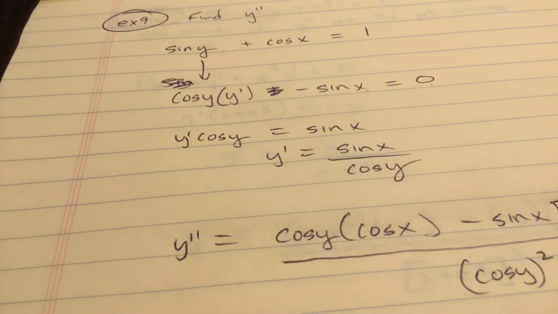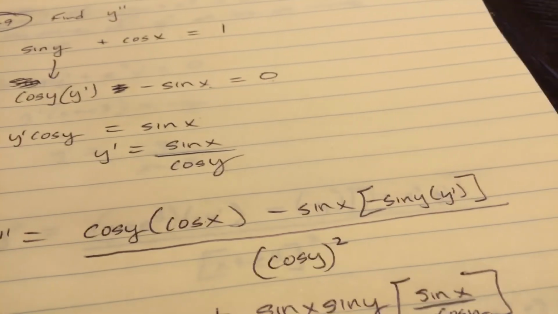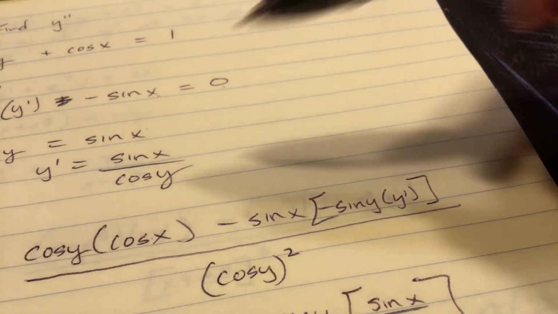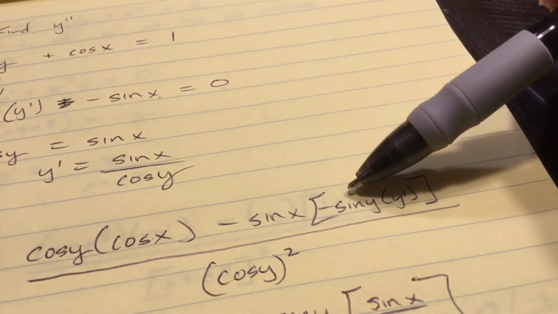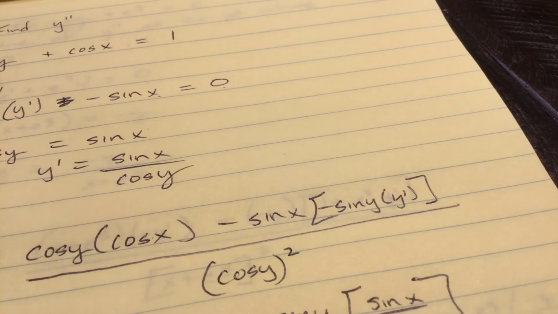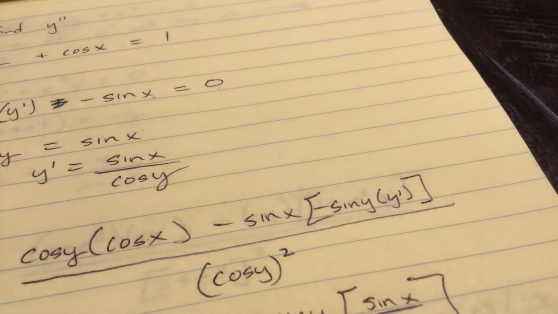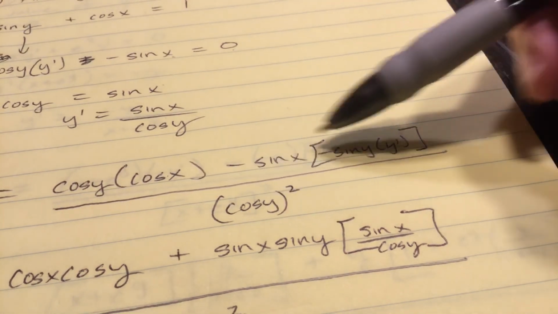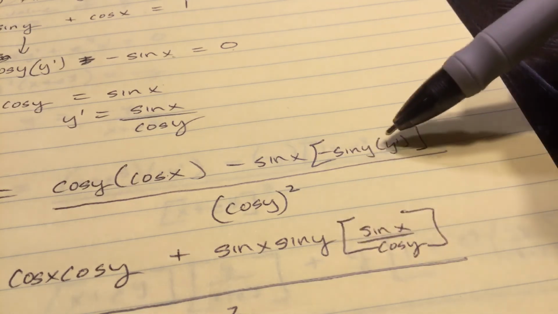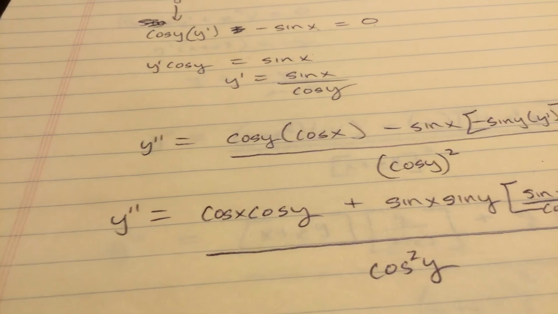We have the quotient rule. Low times derivative of high, which is cosine x, minus high d low. Derivative of cosine y would be a negative sine y times y prime. A negative times a negative is a positive. Again, instead of writing y prime, what is y prime? It is sine x over cosine y. So on this right side, I'm going to have now a negative times a negative is a positive. So sine x times sine y times y prime, which is this. Then I have cosine x, cosine y.